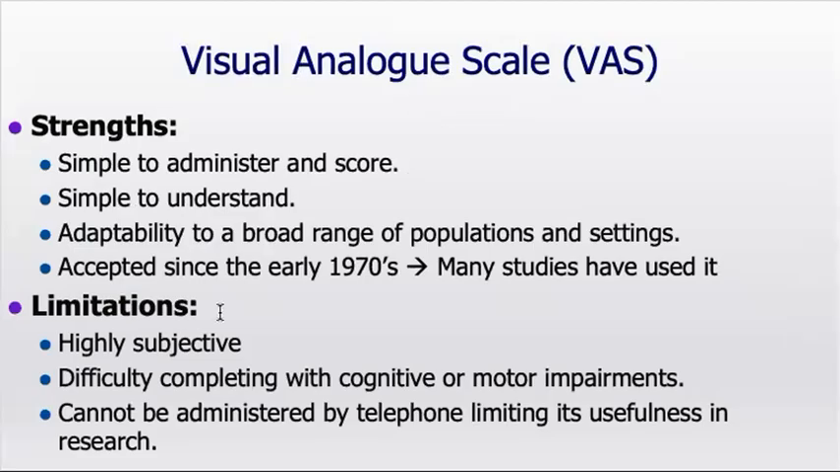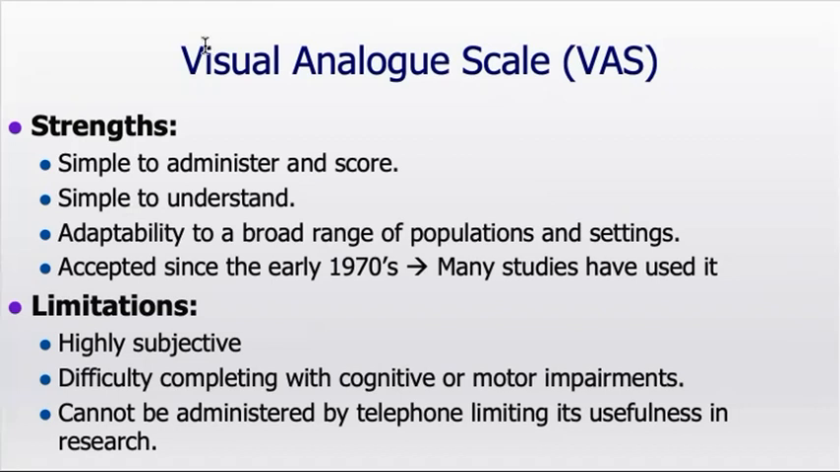The strengths of the visual analog scale are that it's very simple to implement. It's adaptable to a wide range of clinical scenarios and populations, and it's been used for many, many years. So we've got tons and tons of normative data. It's well understood. It can be applied across really any sort of population. And it's a great scale visually, and it's a great scale from an objective measure as well.